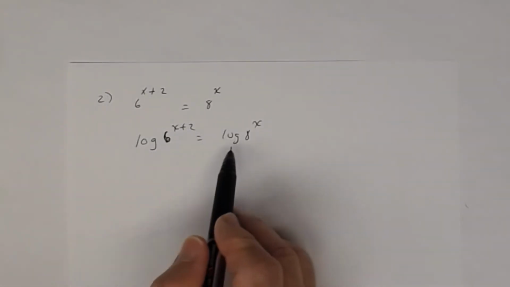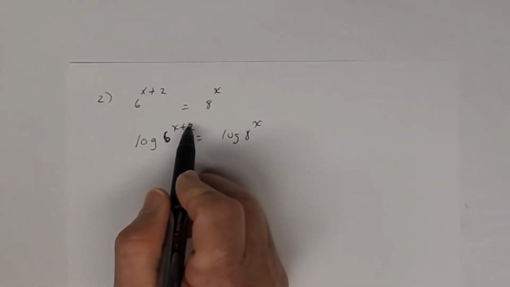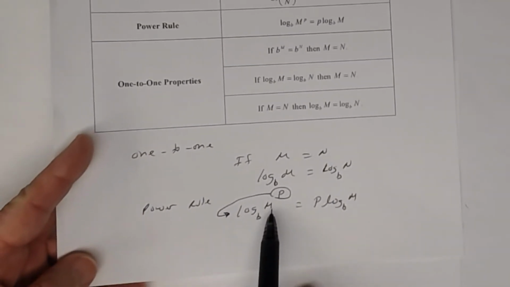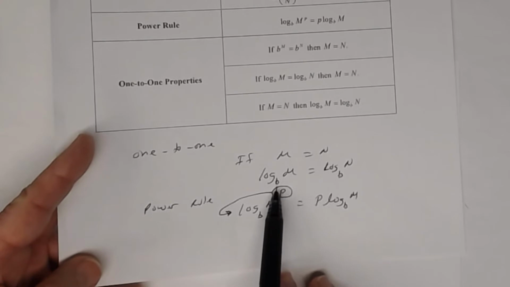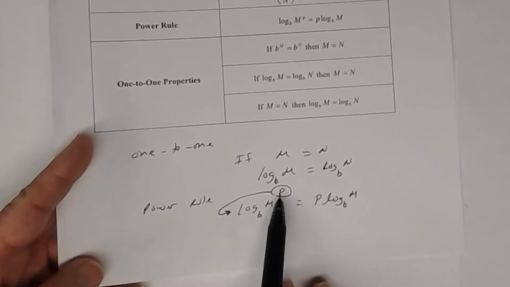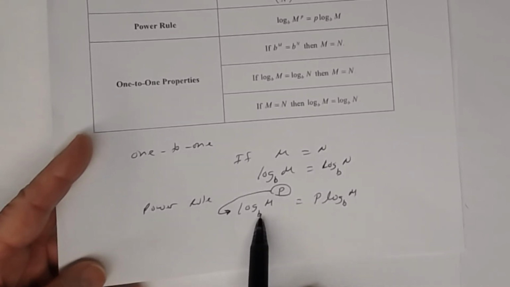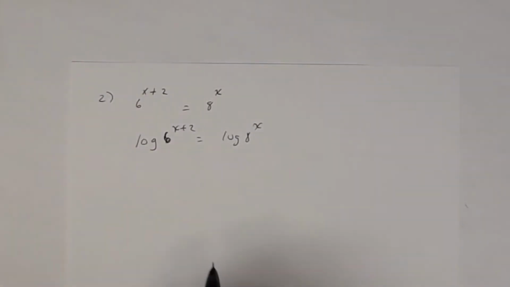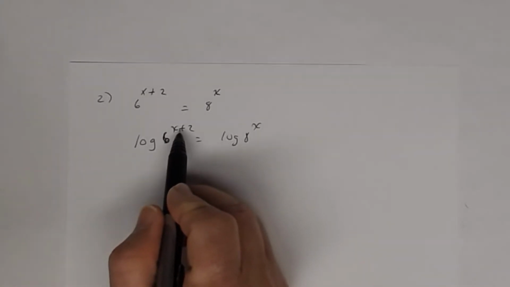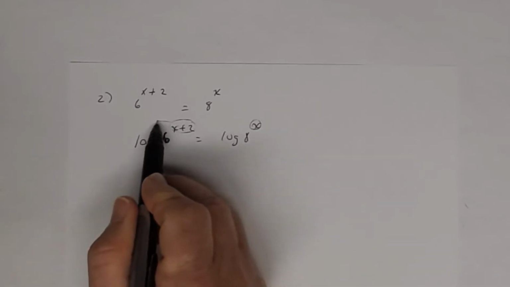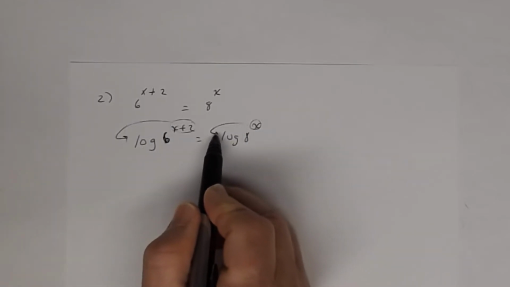Now once I take the log of both sides, I can use the power rule, which is a property of logarithms. According to the power rule, whenever you have the log of m to some power p, as long as this is a log, I can rewrite this as p times the log of m with that base b. Notice though that both of those exponents contain the variable. So I'm going to use the power rule twice.